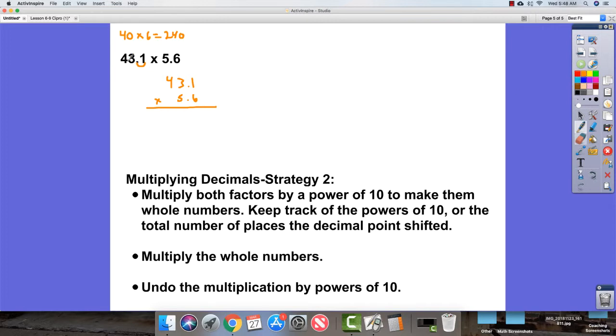So I can multiply 43.1 times 10 to the first power. That decimal needs to move one place to the right to get a whole number. So times 10 to the first power, and that would equal 431. And then 5.6. Again, I also need to multiply that by 10 to the first power. It just needs to move one place to the right to get a whole number. So times 10 to the first power, and that equals 56.